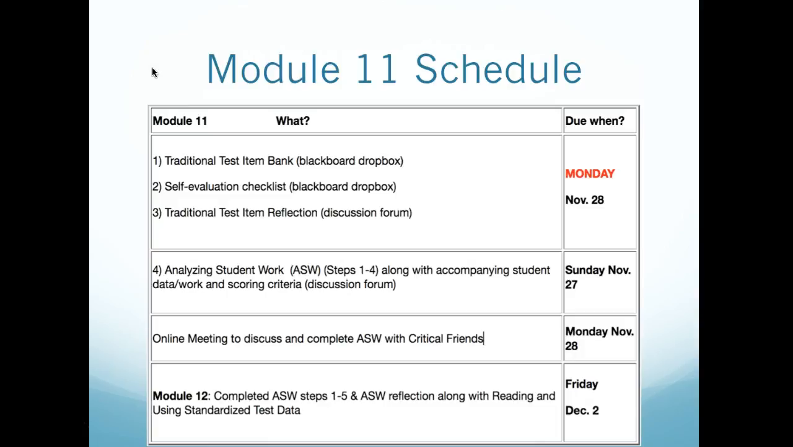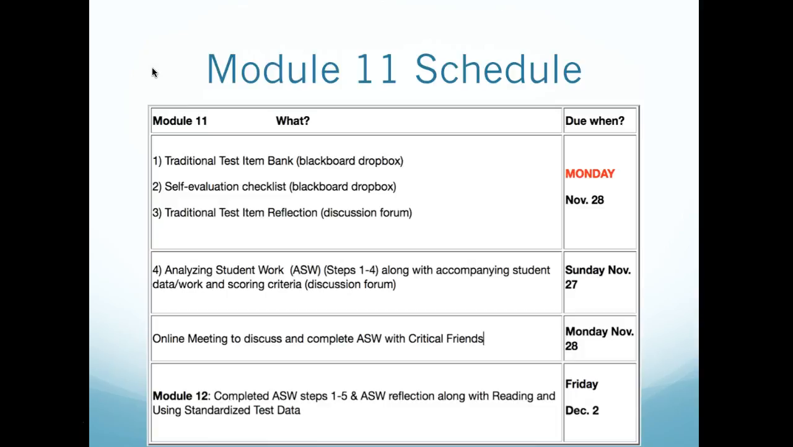Analyzing student work, steps 1 through 4, along with accompanying student data, work, and scoring criteria will be due Sunday, November 27th. That's Thanksgiving weekend Sunday. And then online, we will meet on Monday, November 28th to do a peer review of the analysis of student work with your critical friends, not unlike what we did with peer review. And there will be a format for that. I'll have everything set up. So that's a required meeting, and we will be meeting that day to go over your analysis of student work.